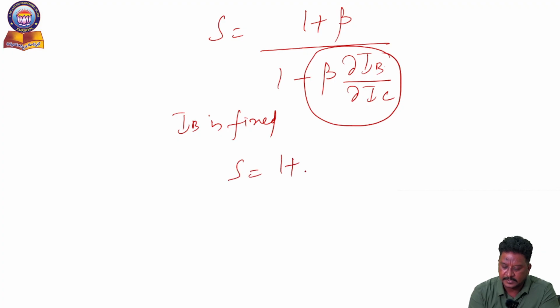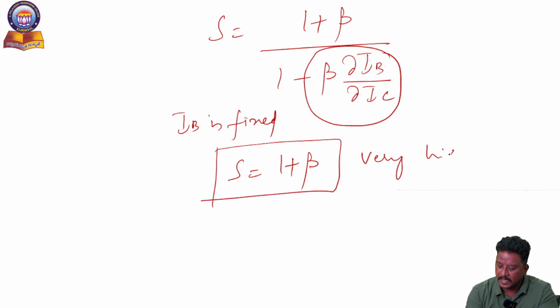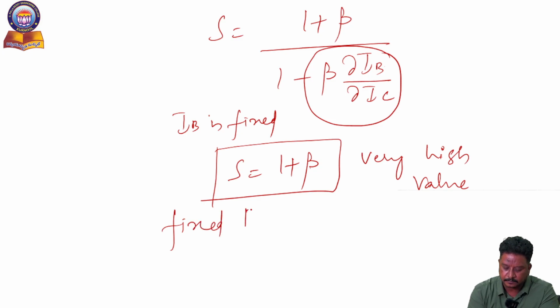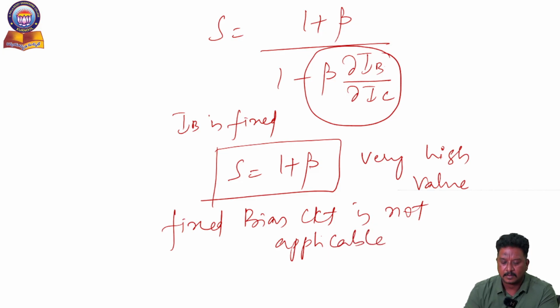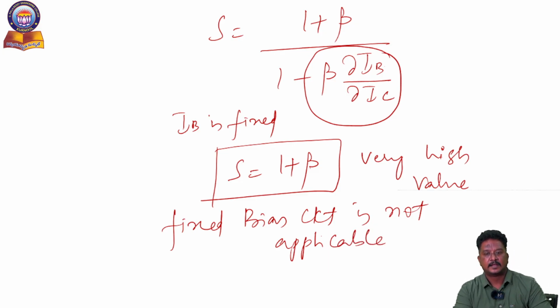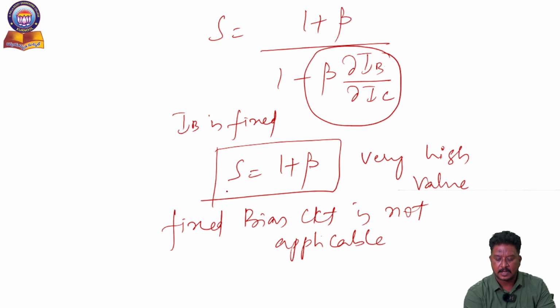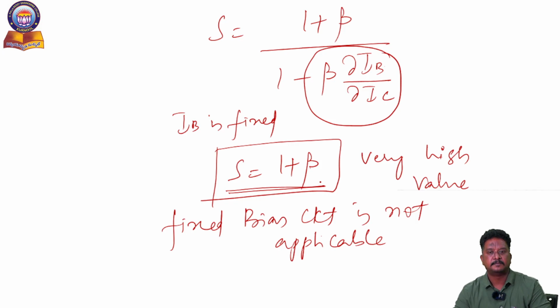Then the stability factor is 1 plus beta. It is a very high value. So the fixed bias circuit is not applicable as a stabilization circuit. Why? Because the stability factor is very high, and for the change of IB with respect to change of IC, we are considering IB as constant. Differentiating any constant with respect to IC gives 0, and finally the stability factor is 1 plus beta, so it is not useful in a practical scenario.